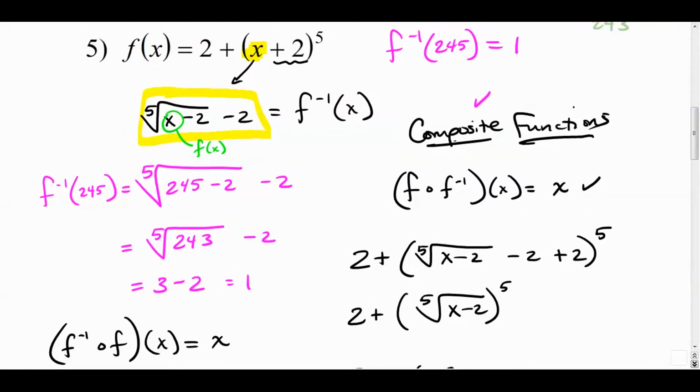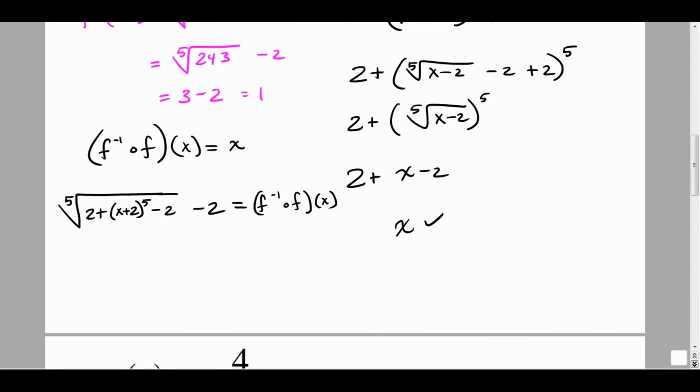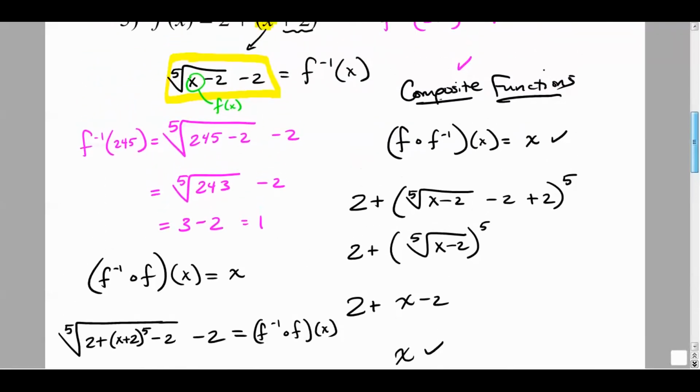Alright, so it's the 5th root of 2 plus quantity x plus 2 to the 5th, minus 2, and then minus 2 on the outside. A little bit confusing, but hopefully you're on track here. X plus 2 to the 5th minus 2 underneath, minus 2 on the outside. This is what we get when we compose in this order. Let me make sure I didn't mess up there. A lot to think about here.